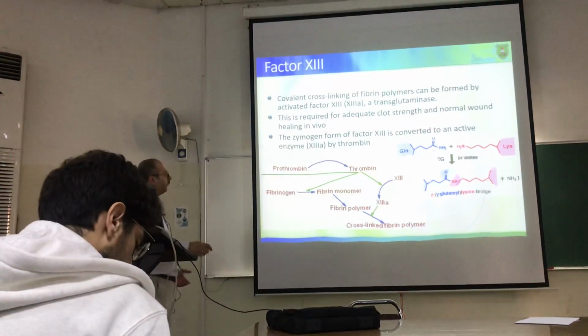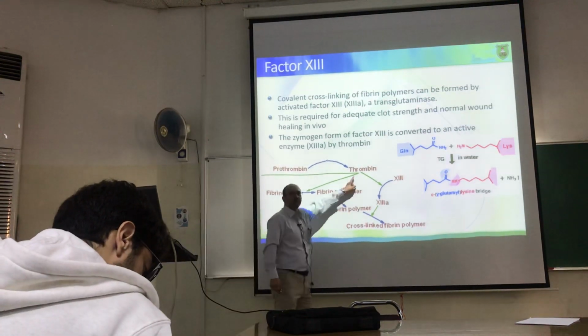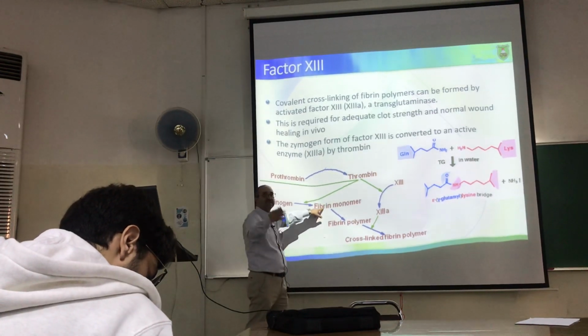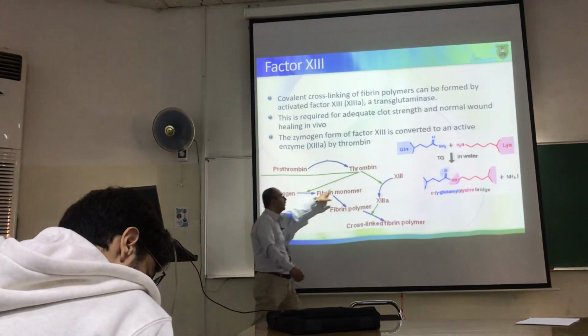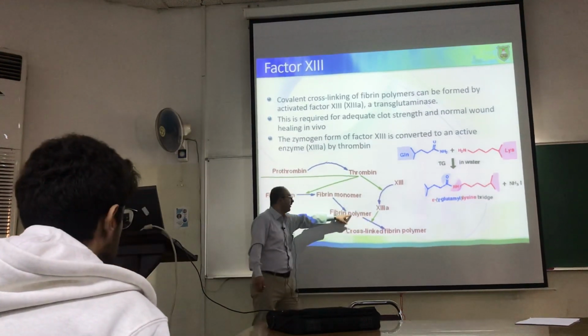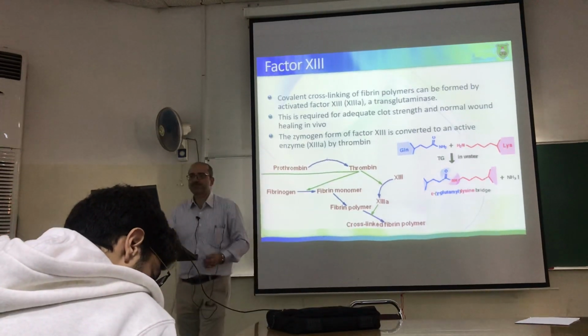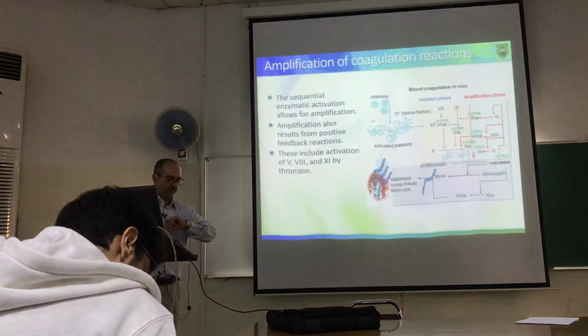So who activates factor 13? Thrombin. What thrombin does is that it accelerates the formation of the fibrin polymers, but it also activates the transglutaminase to form the hard clot. And that's the idea. Okay.